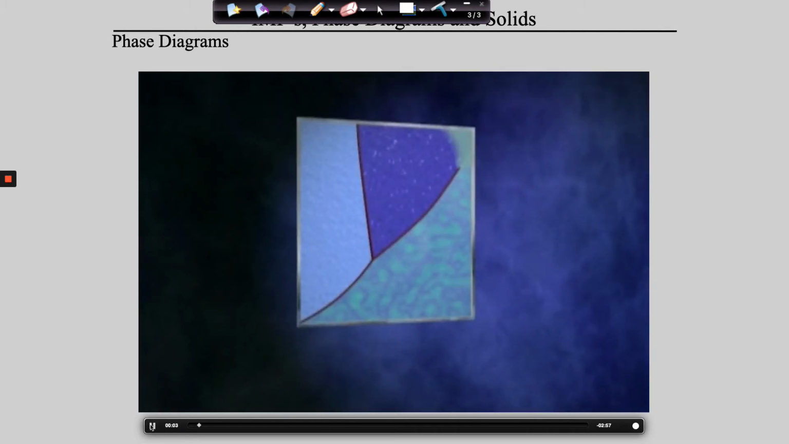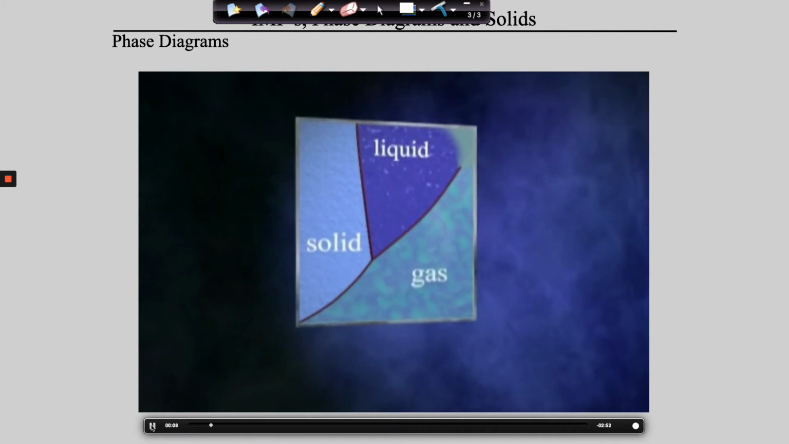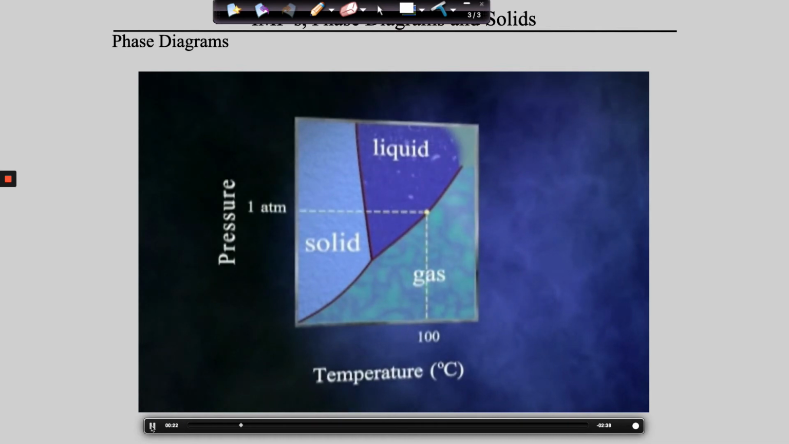A phase diagram indicates the temperature and pressure conditions under which a substance is a solid, a liquid, or a gas. The lines that separate the phases are called phase boundaries. At any point along a phase boundary, the phases exist in equilibrium with one another. For example, in the phase diagram of water, at 1 atmosphere of pressure, standard pressure, and 100 degrees Celsius, the boiling point of water at sea level, liquid water and water vapor exist in equilibrium.